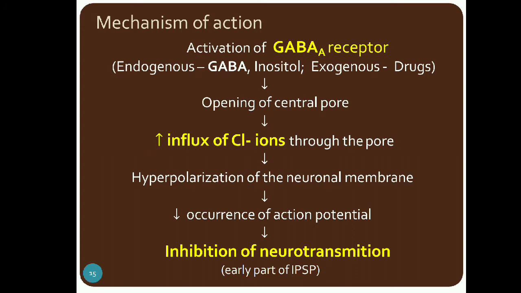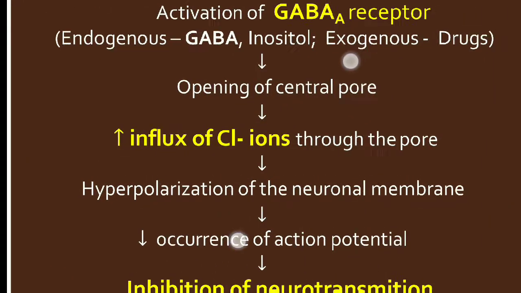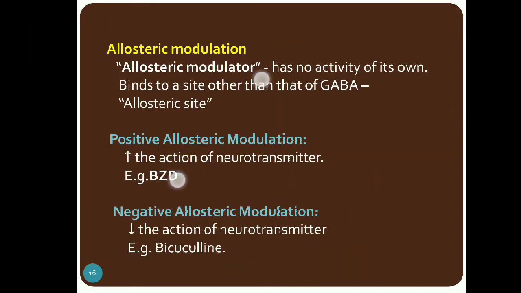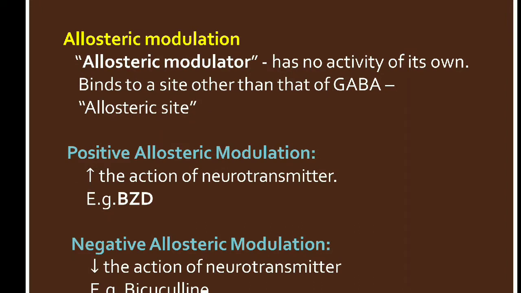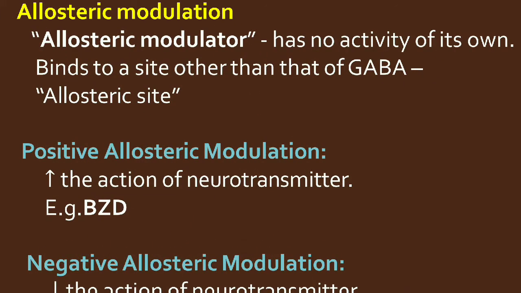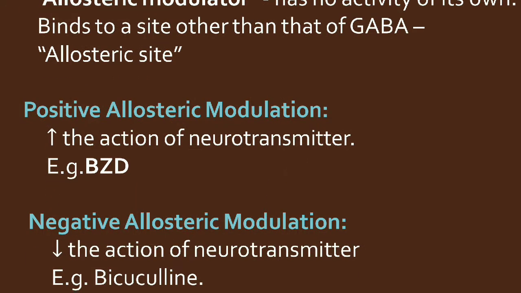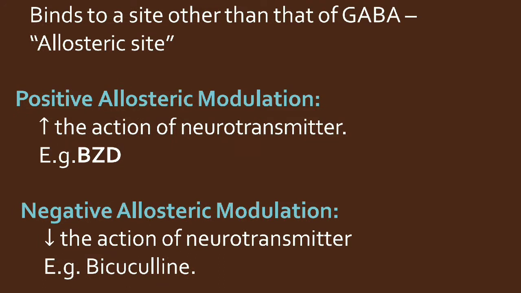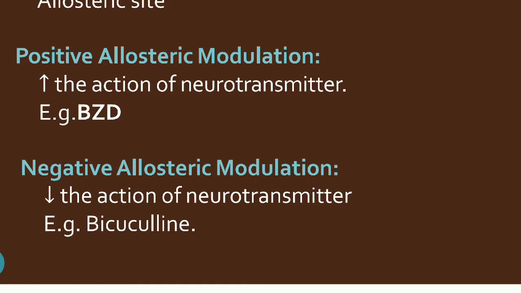And how does the inhibitory process go on through the GABA A receptor? You can see this picture. This is a very interesting slide. Allosteric modulation is something that has no activity of its own and binds to sites other than that of GABA. Positive allosteric modulation increases the action of the neurotransmitter, a special example being BZD. Negative allosteric modulation decreases the action of the neurotransmitter, for example beta-carbolines. These are the special types of allosteric modulation, positive and negative.